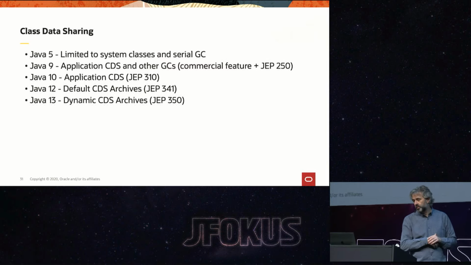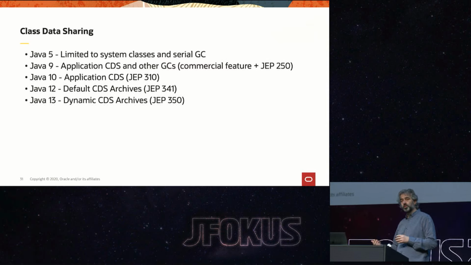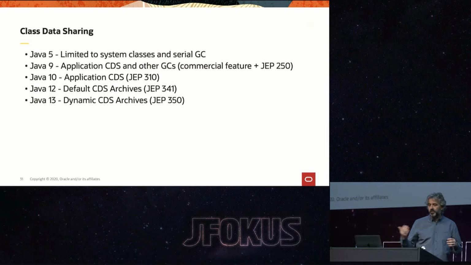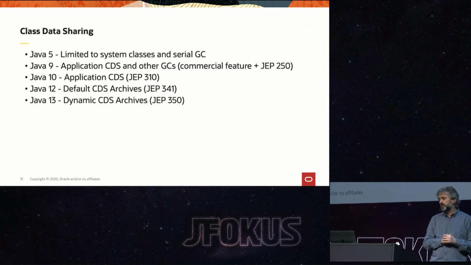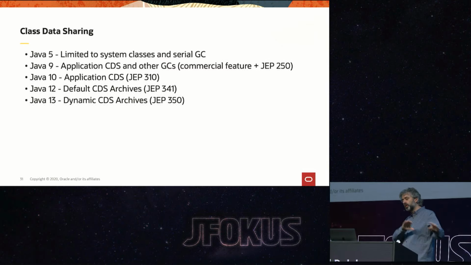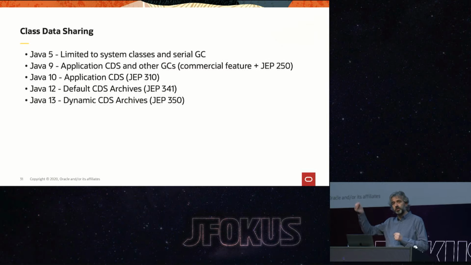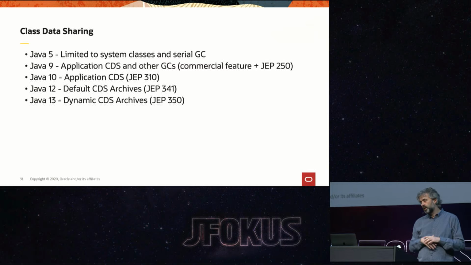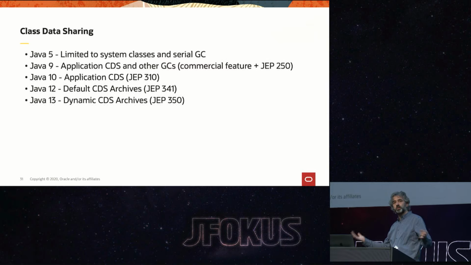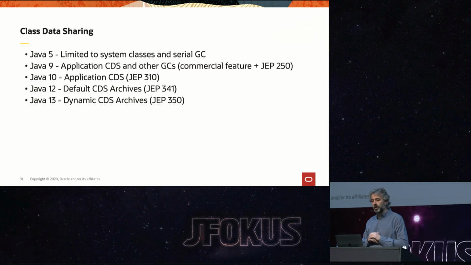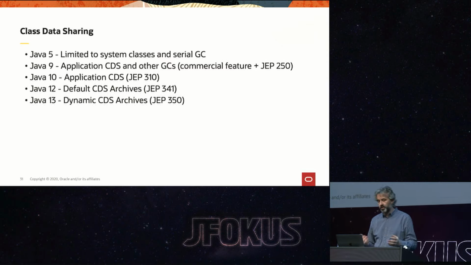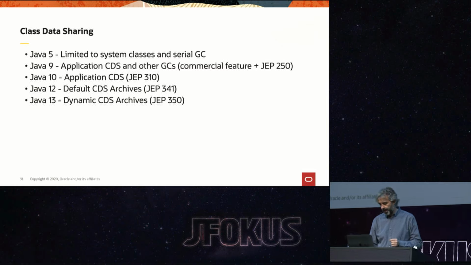In Java 12, we introduced the default CDS archive. So you don't have to create the runtime archive, if you will. In Java 13, we introduced dynamic CDS archives. Before, to create the archive, the dump of your classes, you had to go through multiple steps. In Java 13, there is a flag. You just launch your application, and you will have the archive of your own classes created directly. So it's more convenient. And we keep improving CDS with every release.